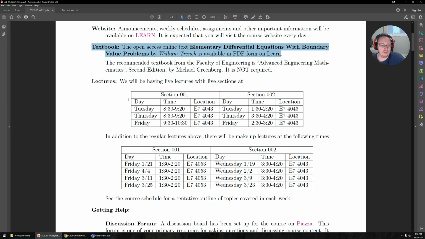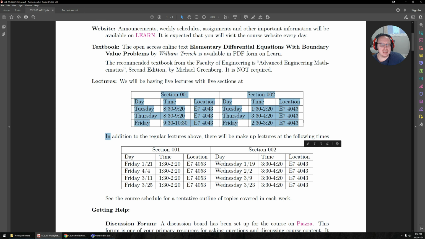Okay, so here are our normal lecture times. When we are doing things online, I will be uploading asynchronous videos, but when we hopefully transition back to in person on the 24th, those will be the various times and locations depending on which section you are.